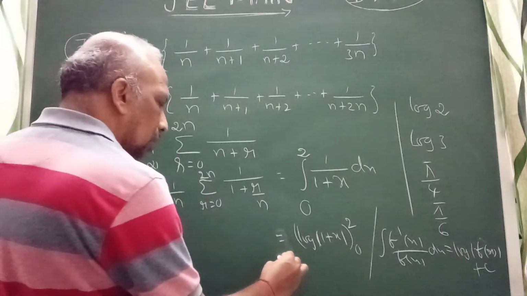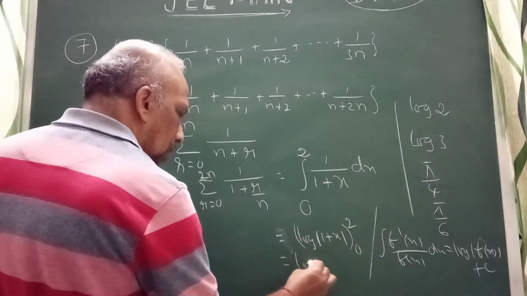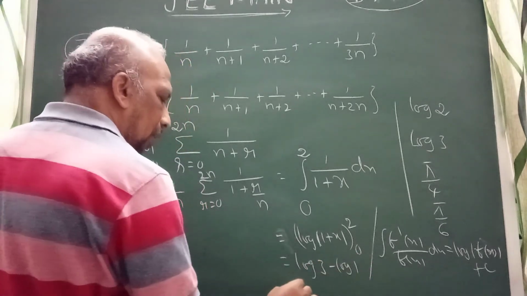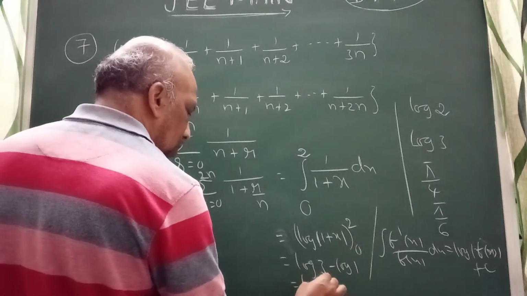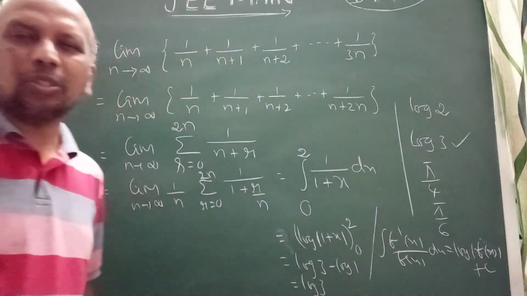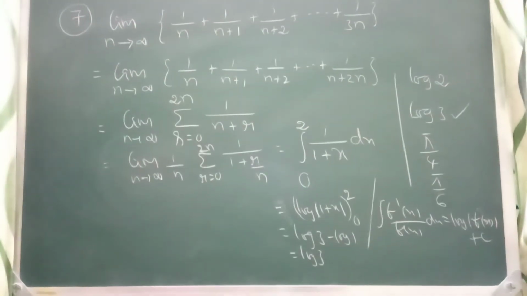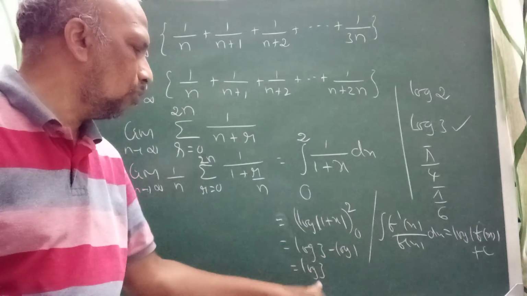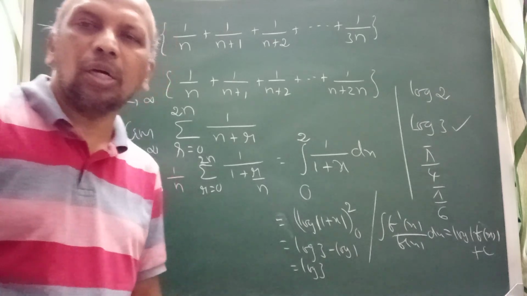Then we get here, applying the limits, log 3 minus log 1. You will get log 3. Your answer is log 3. So this is your answer. Log 3 minus log 1. Log 1 will be 0. Answer is log 3.